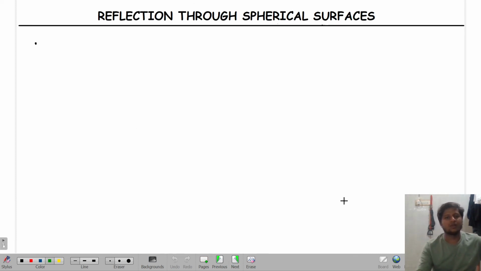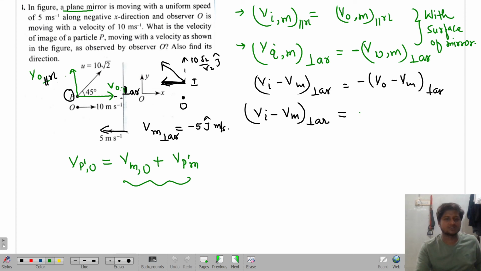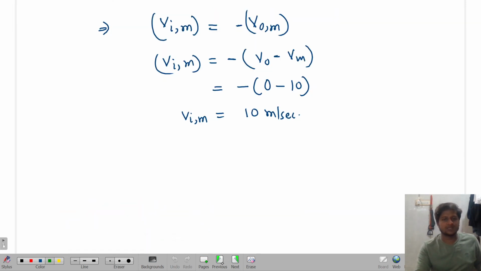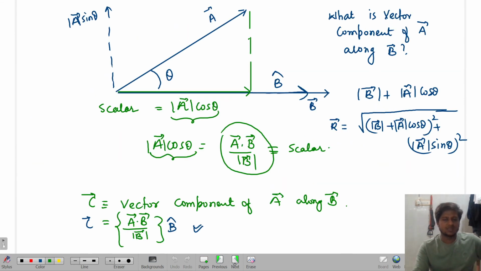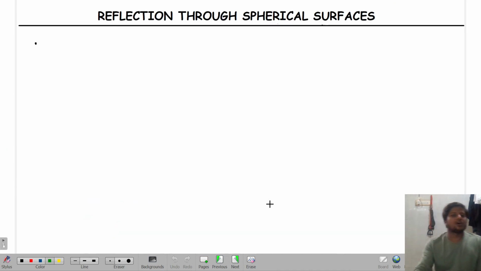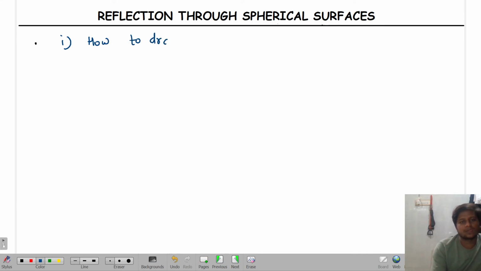Okay. Now, reflection through spherical surfaces. Till now we have discussed all the plane mirror cases and tried all of this relative velocity. Now we are going to talk about what happens with spherical surfaces. Now, the most important point is first, how to draw the normal of a spherical surface. I have taught this, but again I am going to tell it.